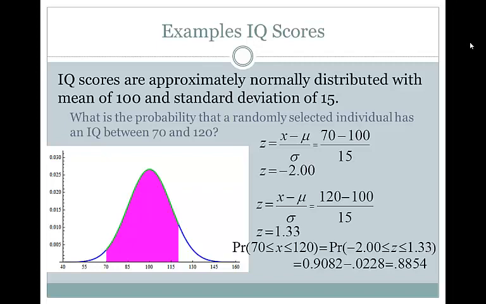So the probability that an IQ score is between 70 and 120 is going to be the area corresponding to a z-score of 1.33, which we already looked up was 0.9082, minus the area in this little tail region, which was 0.0228. So the final answer is 0.8854. So about 88.5% of IQ scores are between 70 and 120.